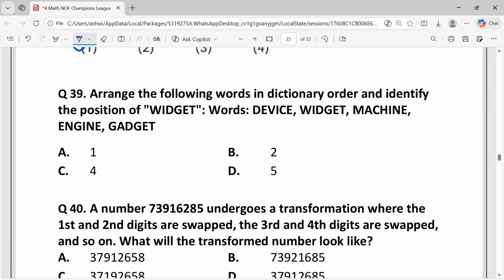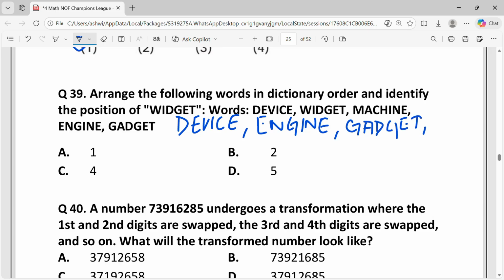Question 39. Arrange the following words in dictionary order and identify the position of widget. The words are device, widget, machine, engine, and gadget. Arranging the words in dictionary order, the first word will be device. The next word will be engine. The next will be gadget. The next will be machine. And the last will be widget. The position of the word widget is 1, 2, 3, 4, 5. That is option D.